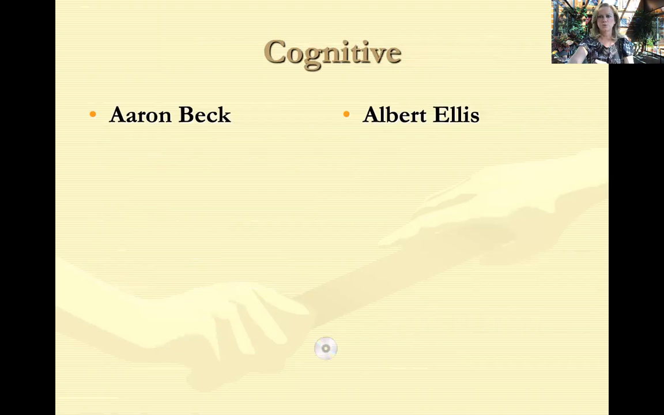Now we're moving on to cognitive psychology, and we've got two different people that have been really instrumental in forming cognitive therapy. Aaron Beck is the one that focuses more on these cognitive errors, and Albert Ellis is more focusing on these core beliefs or core values that are problematic for people.